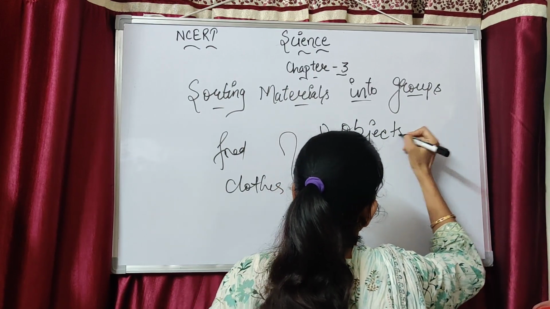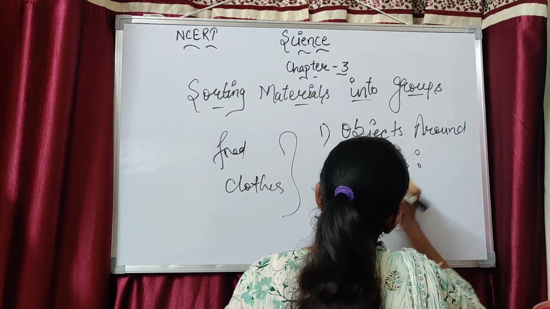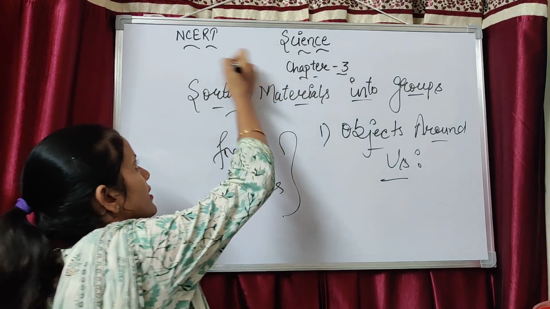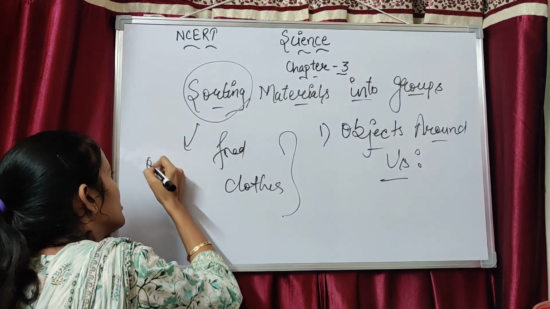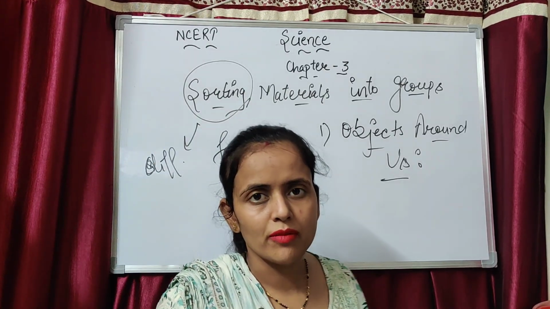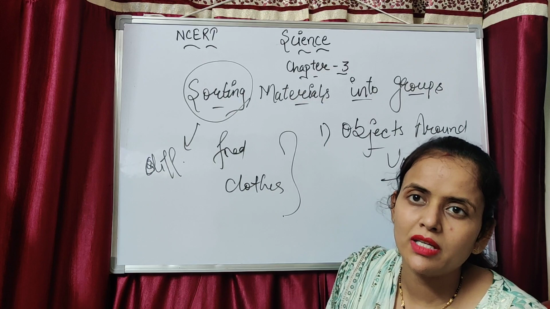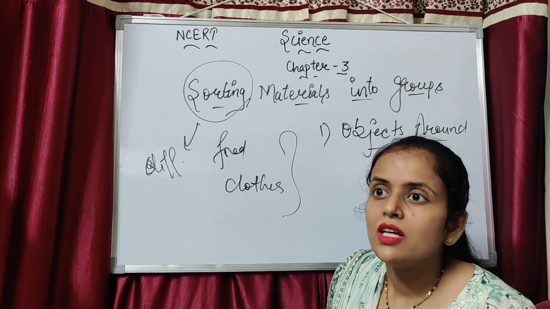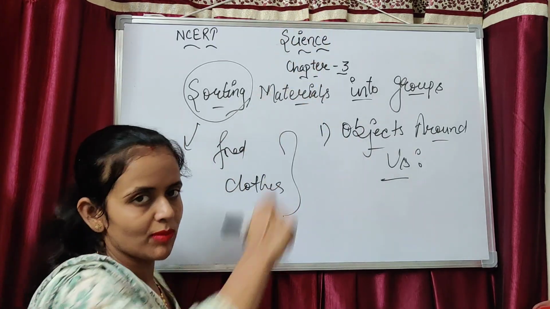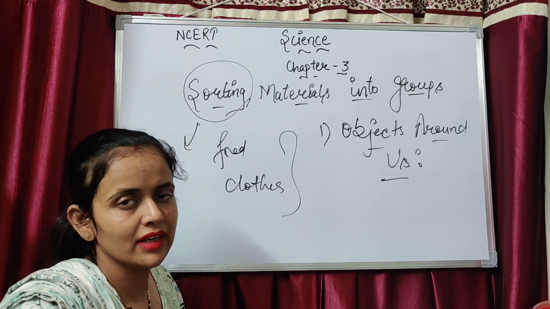Objects around us. We will learn about the objects around us in this chapter, and we will sort them, that means differentiate them. Like balls are different, bats are in different panels, iron is different, wood is different. These are all materials, so we'll differentiate these materials. That means sorting materials into groups. We will make groups of different materials with different identities and properties.